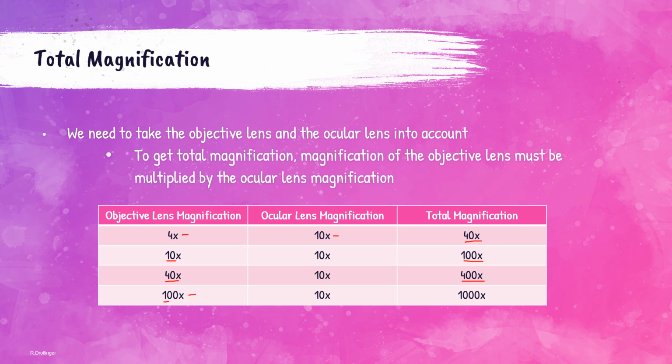And then of course the oil immersion lens, which is the 100x objective lens, you are going to have a total magnification of 1,000 times. So this means that whatever you're looking at in the scope, it's 1,000 times larger than whatever it actually is. Hopefully this chart helps you.